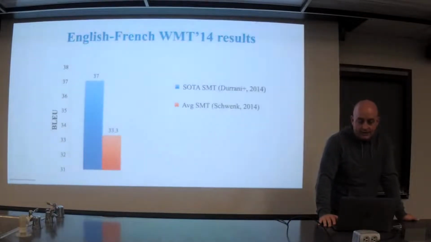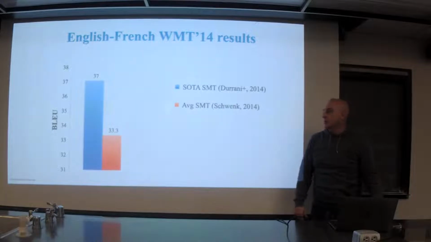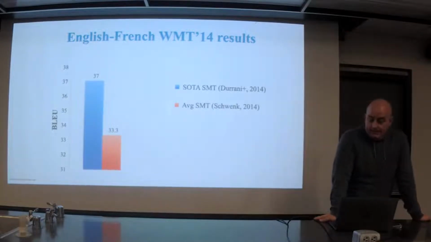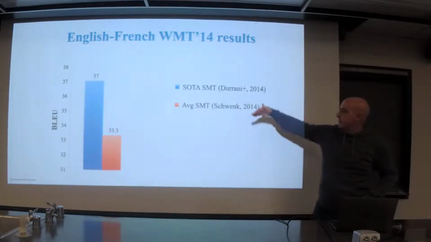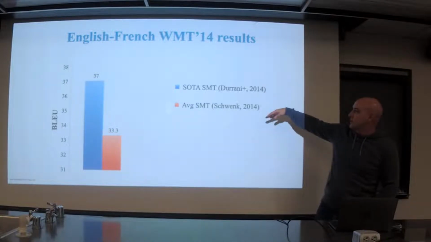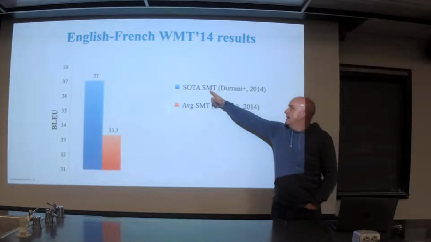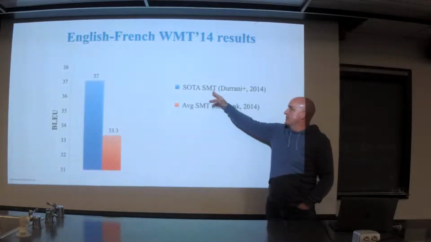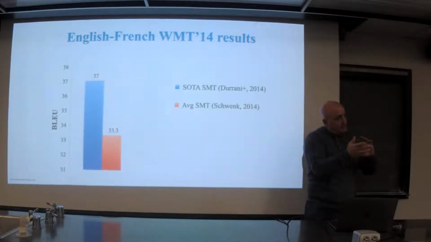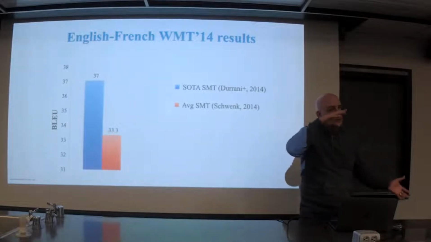So with that as a basic understanding of what the BLEU score is about, here in 2014, this was the average and the state-of-the-art performance of SMT, statistical machine translation, as opposed to NMT, neural machine translation.